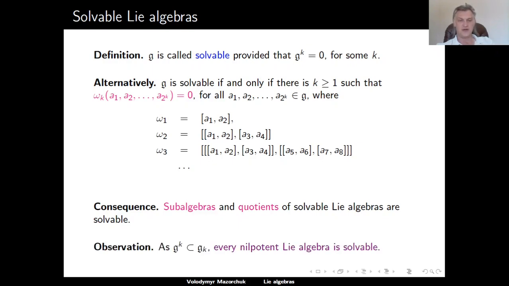An easy observation: since the kth derived algebra is a subspace of the kth component of the lower central series of G, it follows that every nilpotent Lie algebra is solvable. Indeed, a Lie algebra is nilpotent if and only if some G lower k is 0, and in that case G upper k, being a subspace of G lower k, also must be 0. So every nilpotent Lie algebra is solvable.